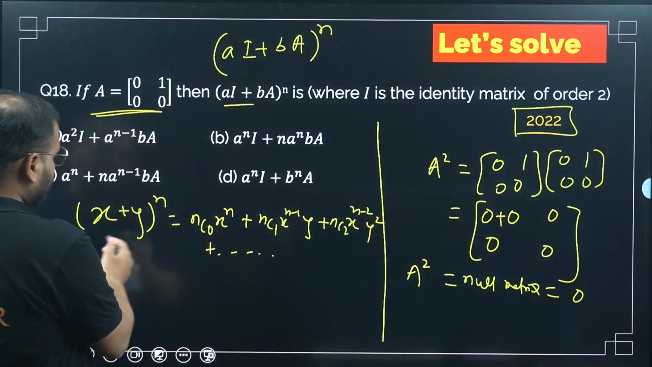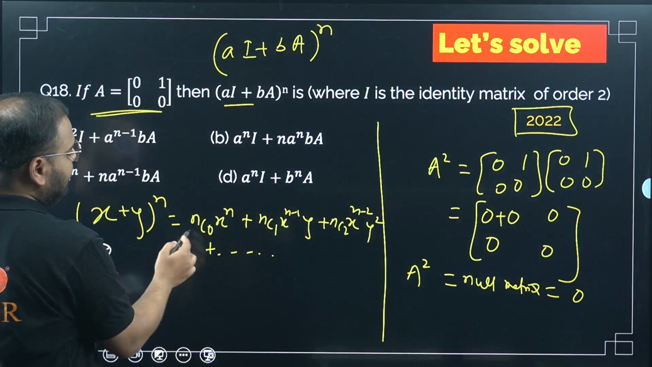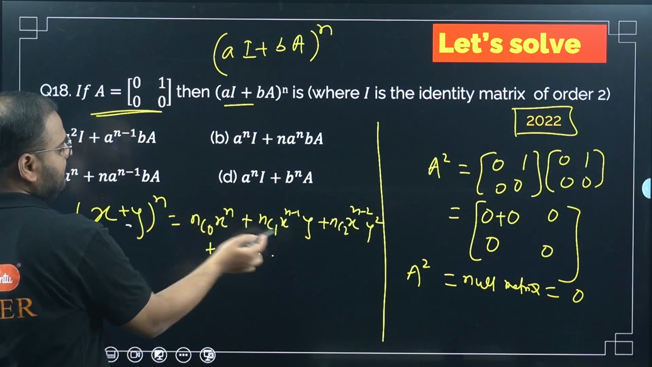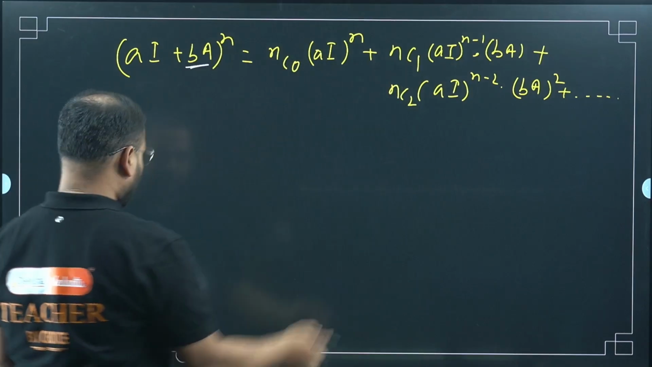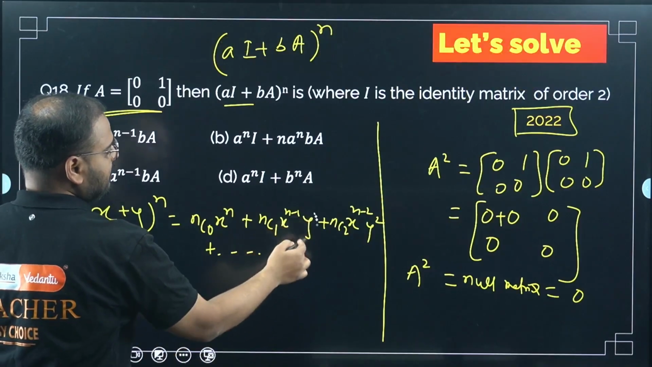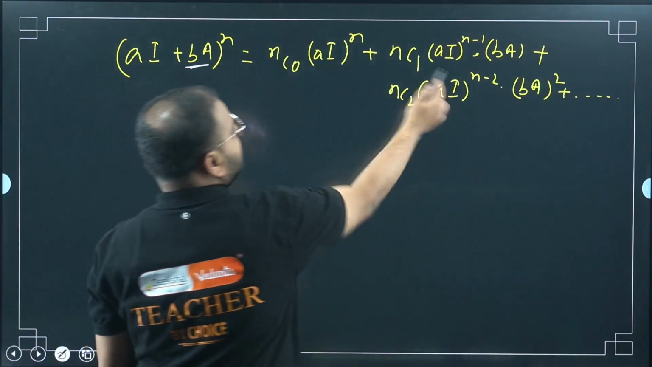I wrote it here also. Please check. (x plus y) to the power n, nC0 x power n. There was no y term in the first one. Okay, next one, what will happen? y to the power 1 is there. Please check. y to the power 1 means what is my y?